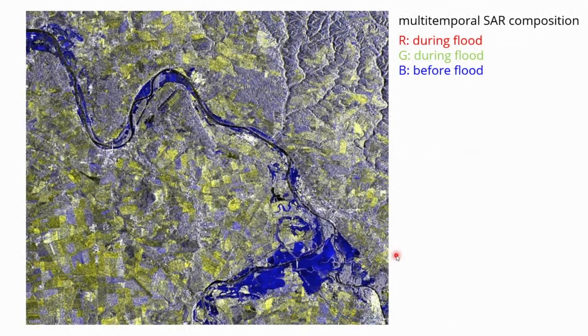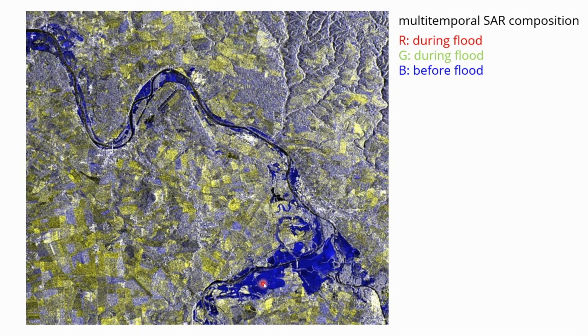And a quite interesting example of how to analyze the spread of the flood quite easily and in a quite smart way. We have a color composition here. In blue we have the image from before the flood, and the image from during the flood is in green and red. So it will be like yellow together.